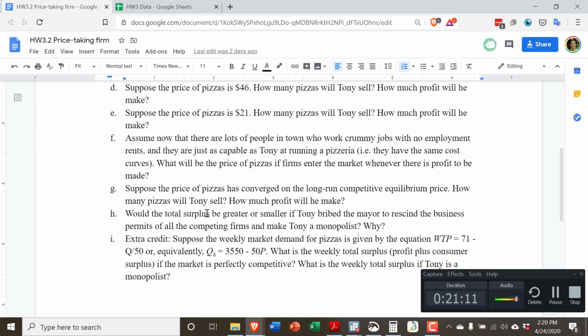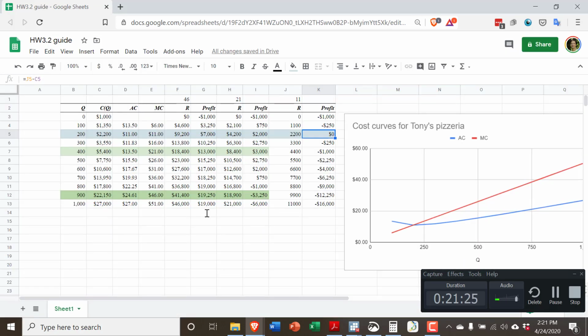Okay, would the total surplus be greater or smaller if Tony bribed the mayor to rescind the business permits of all competing firms and make Tony a monopolist? Right? So of course, Tony's not happy about the price falling as more firms enter, right? When there were very few firms and he was able to sell pizza for $46, he was making $19,000 in profit, above and beyond what he had to pay himself for any capital he invested in himself for the entrepreneurial services he provides and so on.